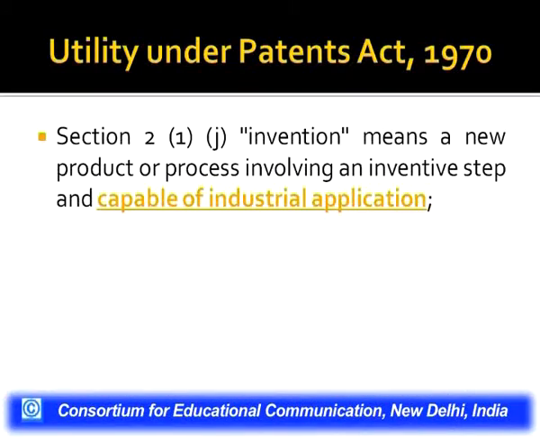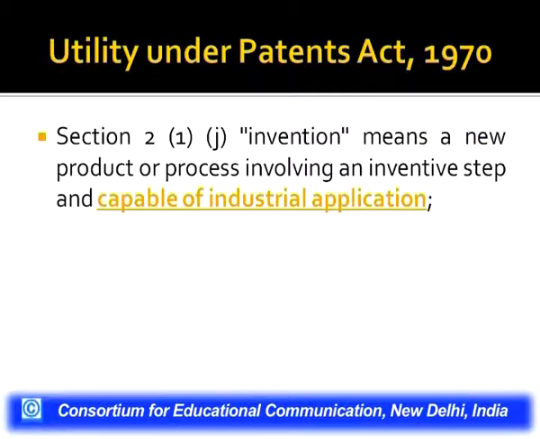Well, let us see what utility stands for under the Patents Act 1970. Friends, I have already introduced this provision to all of you in my previous discourses. Section 2(1)(j), which defines invention, and from Section 2(1)(j) itself we come to know about various substantive requirements for obtaining the patent. Friends, if you can see, this section defines invention. It means a new product or process involving an inventive step and capable of industrial application.